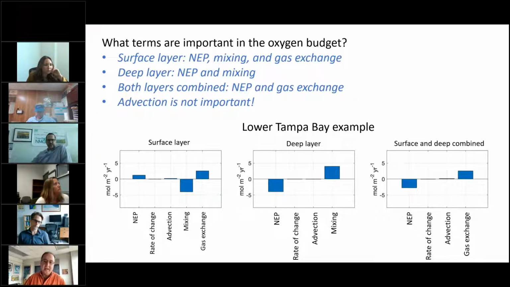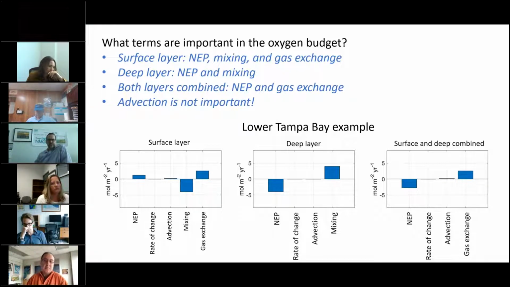And now, what terms are important in the oxygen budget? We get not only the NEP, but all these lateral transfers and mixing and gas exchange and the variation with time. Turns out in the surface layer, the NEP, the mixing and gas exchange are all important. In the deep layer, it's just NEP and mixing. Both layers combined, NEP pretty much balances the exchange. So the system is a net consumer of oxygen at minus 3.6 moles per meter squared per year. And that oxygen is pretty much exclusively coming in from the atmosphere. That's what it's telling you.